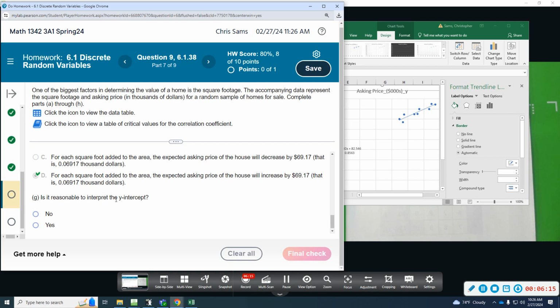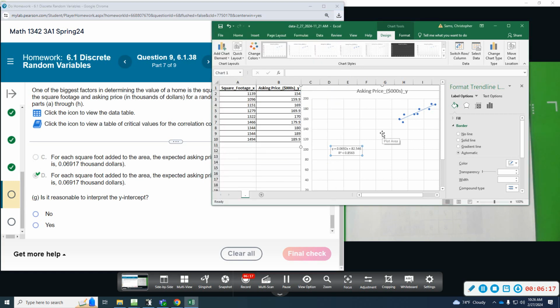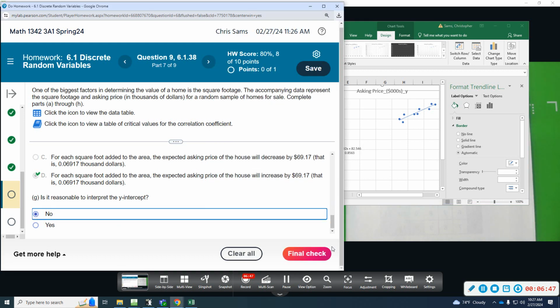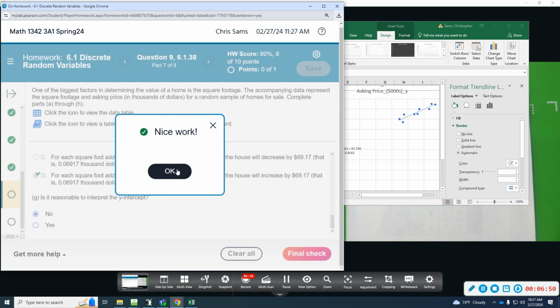Is it reasonable to interpret the y-intercept? So y-intercept would be, if I were to trace this all the way back and see where this intersected, so that means y-intercept when x is 0, if I plug a 0 here, that means a house with no square footage, which means there's not really a house. You would pay about $82,000, which doesn't make sense because you're not going to pay any money for no house. So no, it would not make sense to interpret a y-intercept in this scenario.